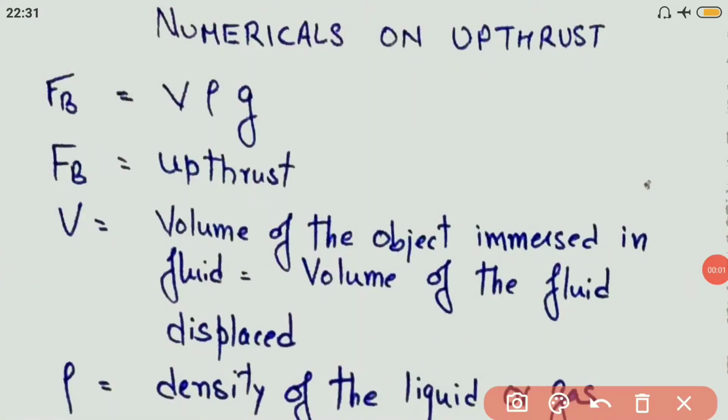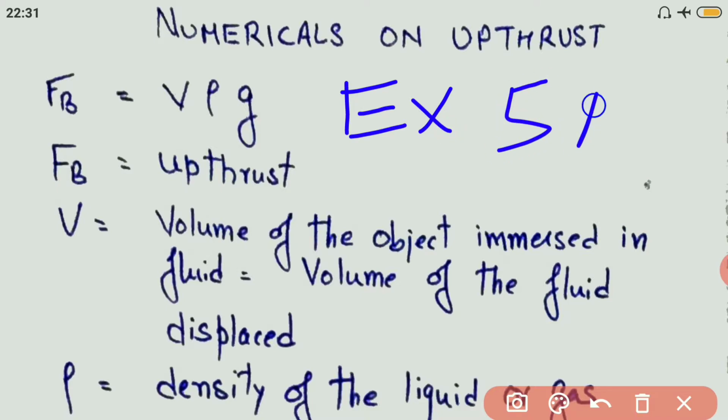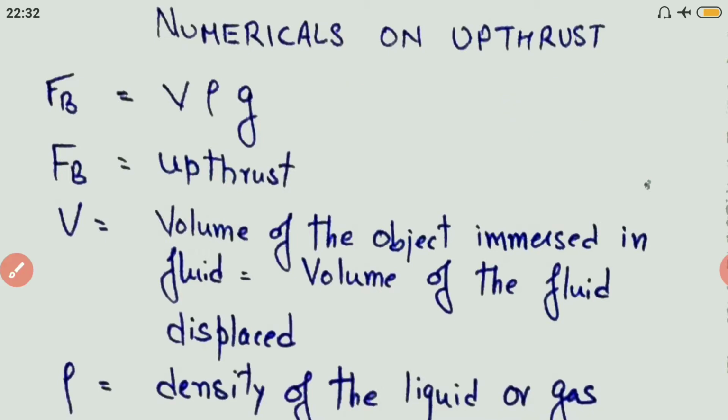This video is for class 9 physics, and we are doing the numerical problems on upthrust from exercise 5a. Let us go through the formulas quickly before starting the numerical problems. The first one is FB equals V rho G.